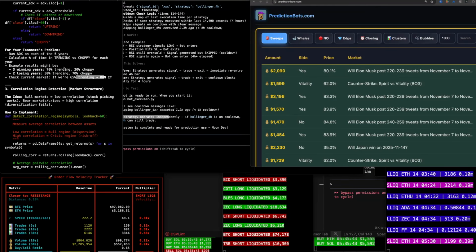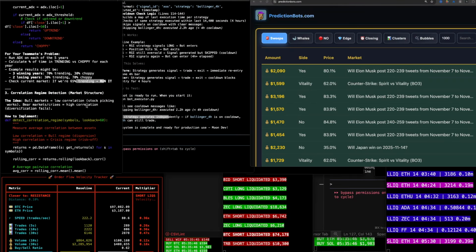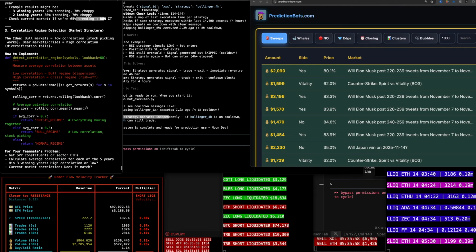The idea: bull markets equal low correlation, so stock picking works. Bear markets or crisis equal high correlation, so diversification fails. So this would be correlation regime detection. To implement it, detect the correlation regime: pass in the symbols and a lookback of 60. Measure average correlation between assets.